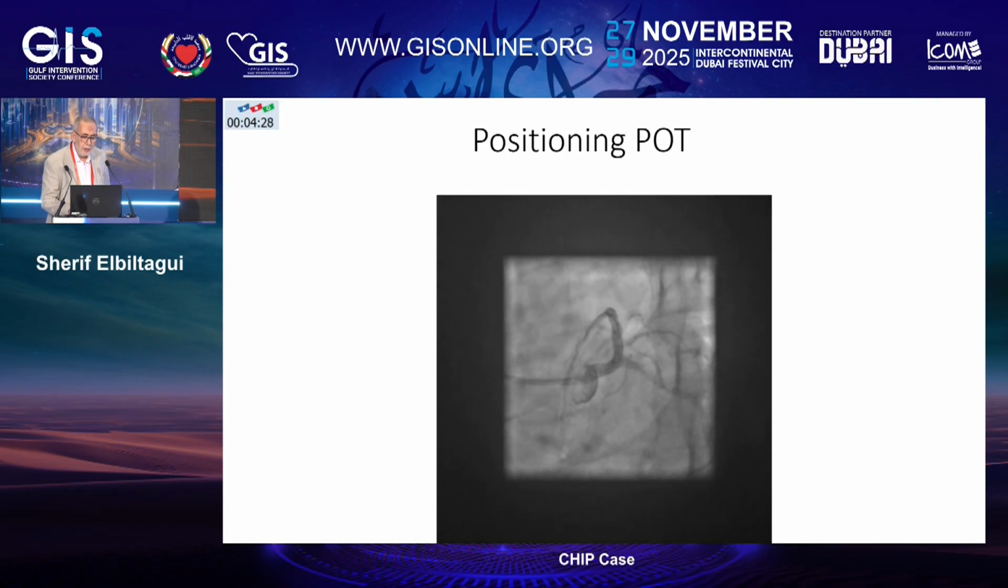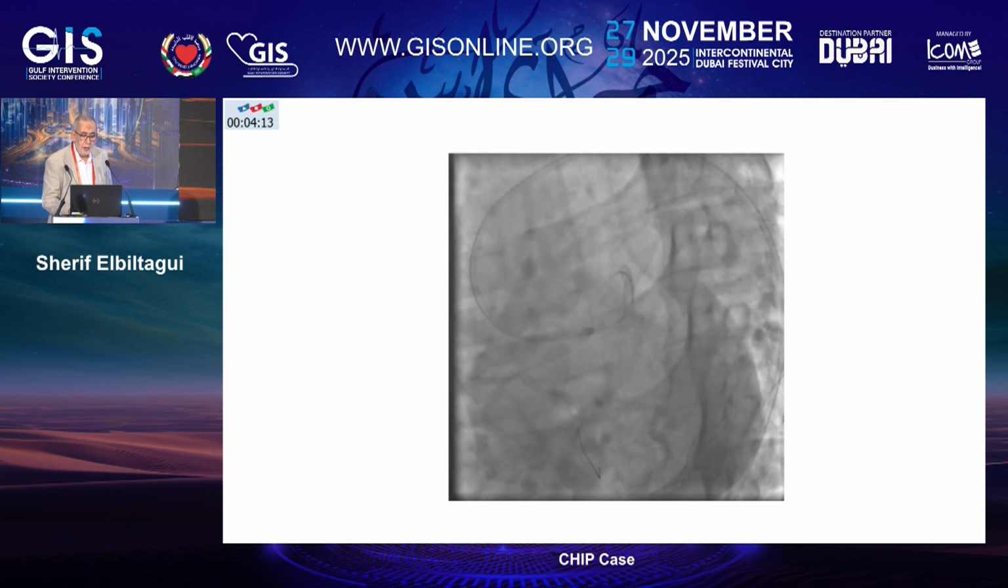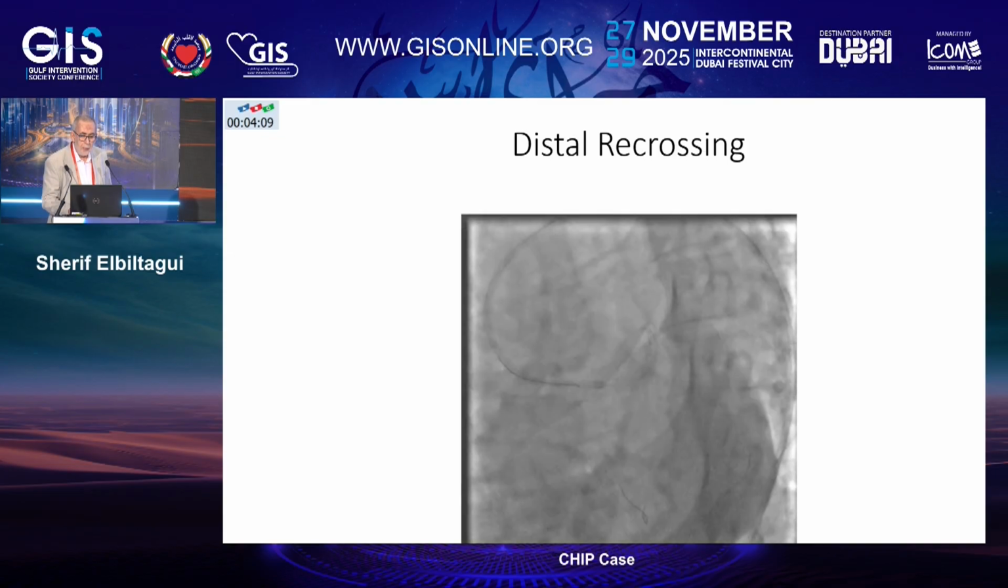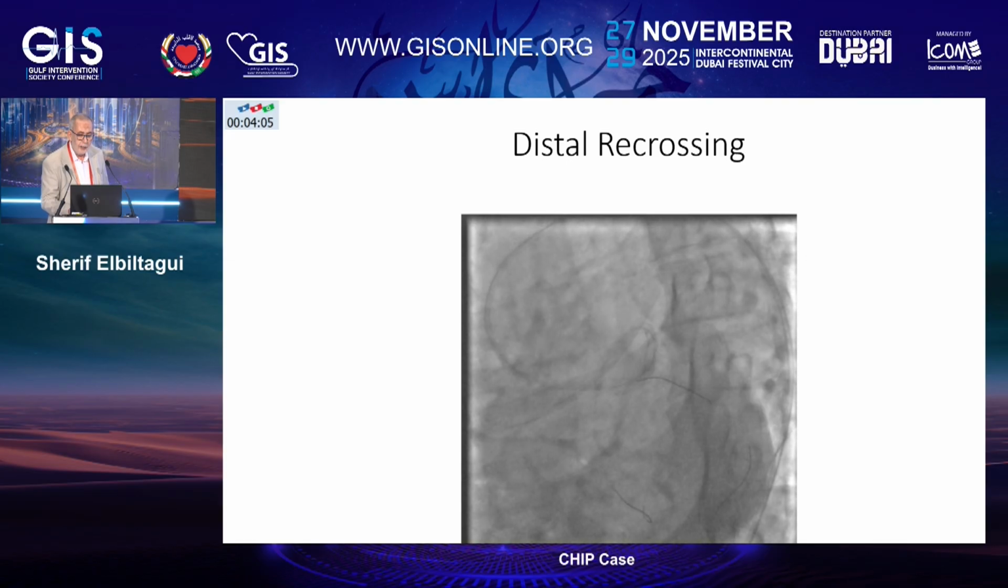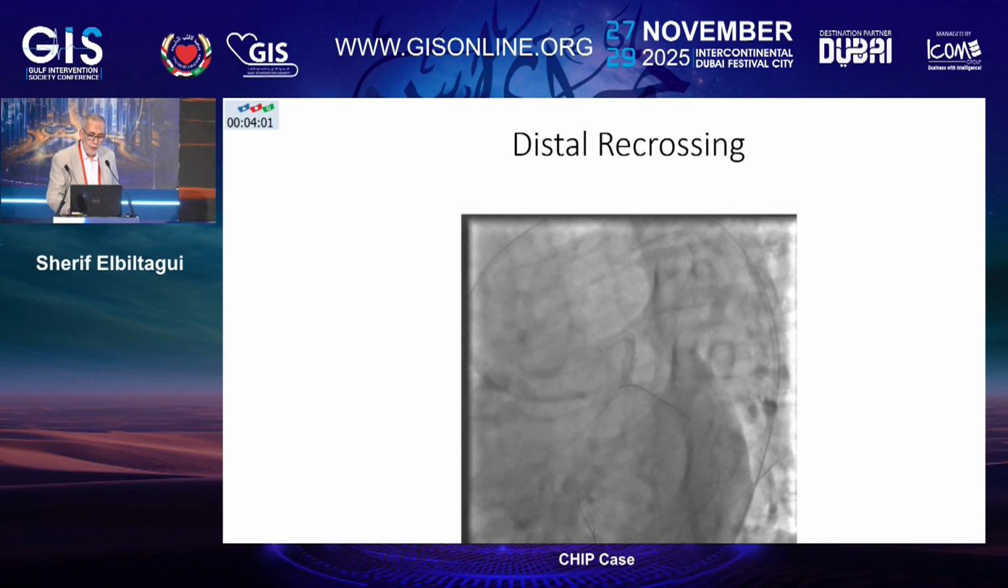And then it's time for POT. Positioning the POT is very important, as you know. And we used a 5 millimeter by 12 balloon in this huge left main. And this is after the POT. Here, distal recrossing, if we can. The most distal strut that we are able to catch is better.